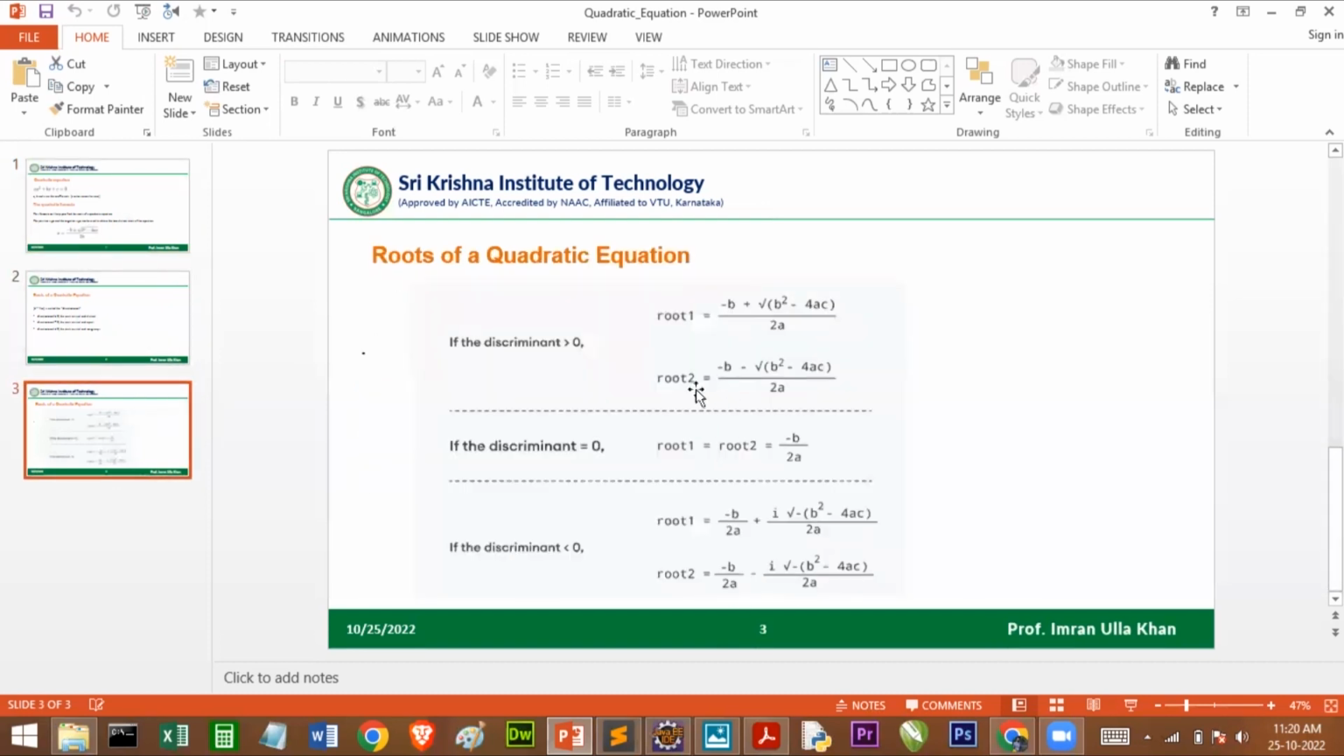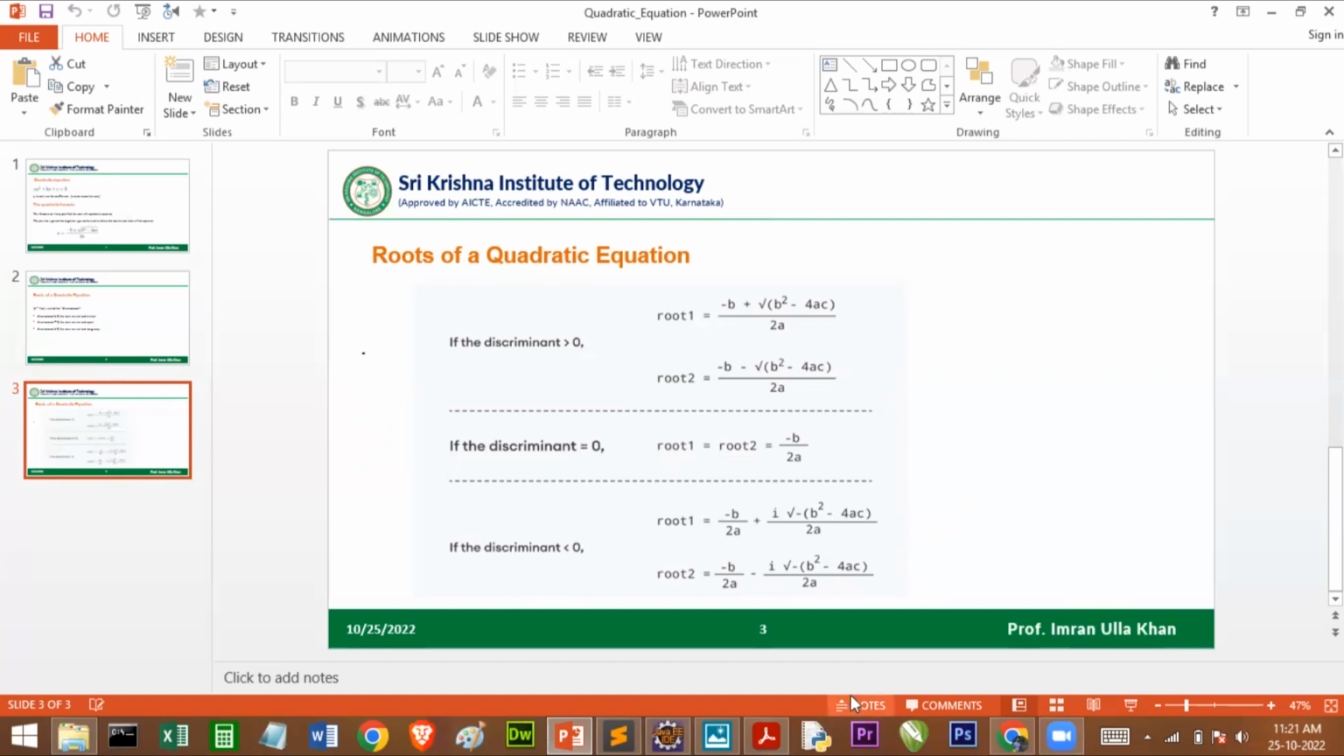Again, if the discriminant is equal to 0, then the two roots are equal. If the discriminant is less than 0, then the roots are complex. Here you will get the real part as well as the imaginary part, that is minus b divided by 2a plus i, and here minus i. This is the real and this is the imaginary part. So again here also we are getting two roots.